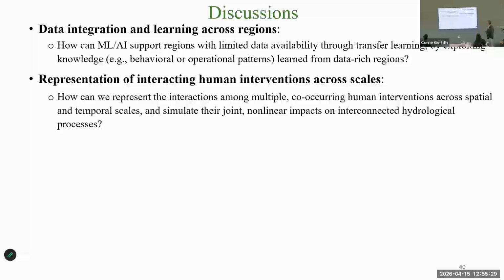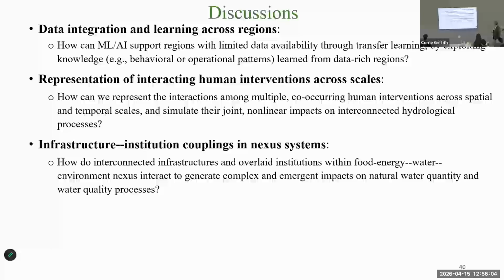The other one is that we focus on the interacting human interventions across the scales. As I already showed with the joint impact of reservoirs and irrigation, this impact may not be linear. And here we only look at the impact on streamflow. There might be different impact patterns on other hydrological processes, so using the data set, we might be able to explore more.